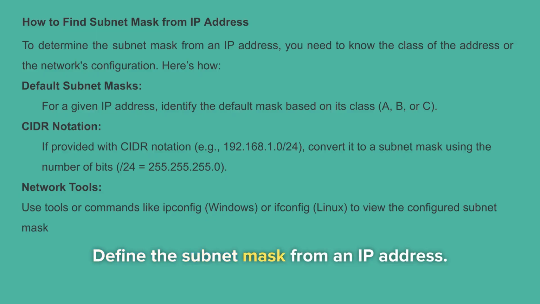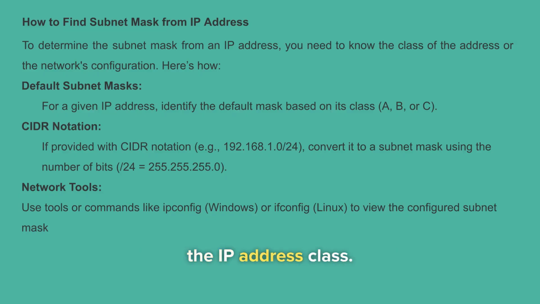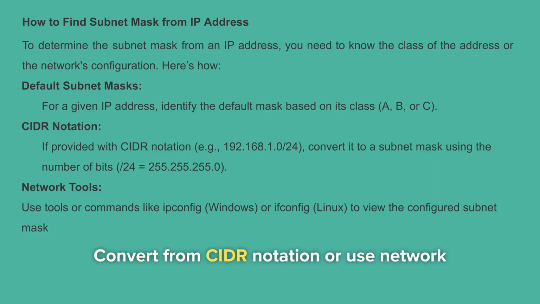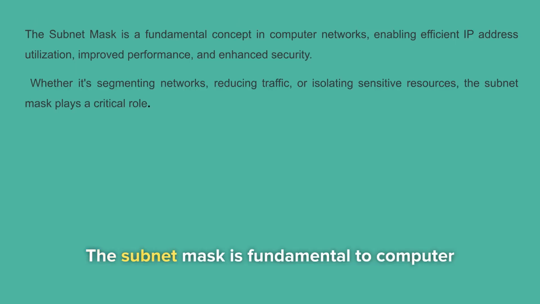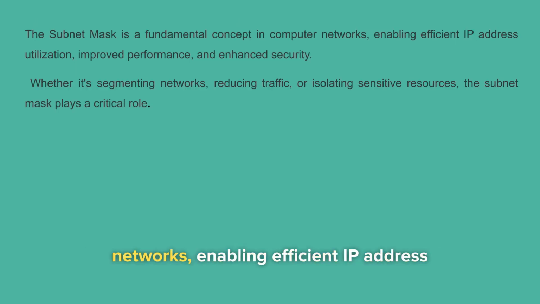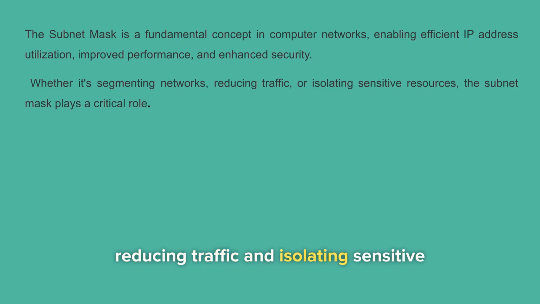To find the subnet mask from an IP address, you can use the default subnet mask based on the IP address class, convert from CIDR notation, or use network tools like ipconfig or ifconfig. The subnet mask is fundamental to computer networks, enabling efficient IP address utilization, improved performance, and enhanced security. It plays a critical role in segmenting networks, reducing traffic, and isolating sensitive resources.